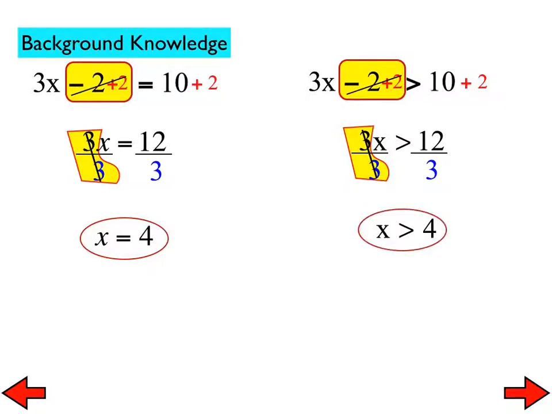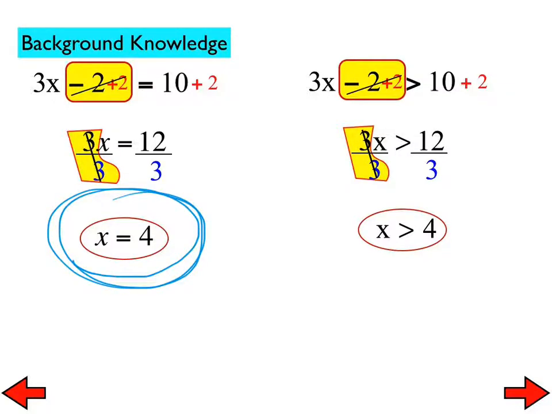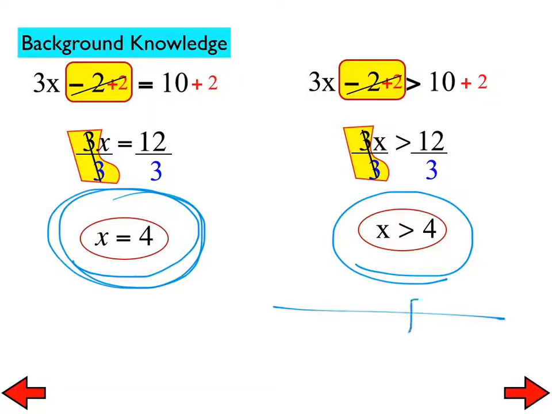In the equation on the left, there's only one number that will make a true statement, and that's 4. But for this inequality, there are lots of numbers that will make a true statement, and that's why we graph. So if we graph this, is that an open or a closed circle? Open. Will the arrow be going to the left or to the right? To the right. All numbers that are greater than 4 are over there.